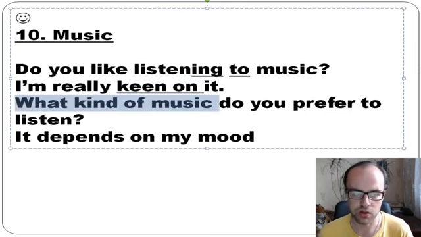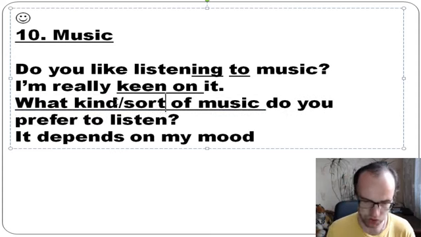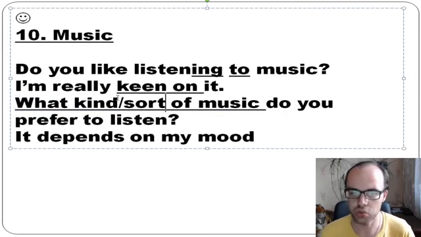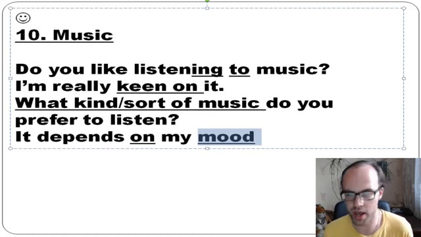It's a very nice phrase. We ask what kind of or what sort of music do you prefer to listen to? It depends on my mood. Don't forget that we use this preposition: depend on. It depends on my mood. Your mood means it depends on how you feel. You feel good or bad, optimistic or pessimistic.